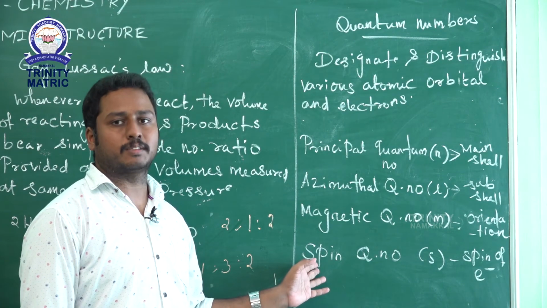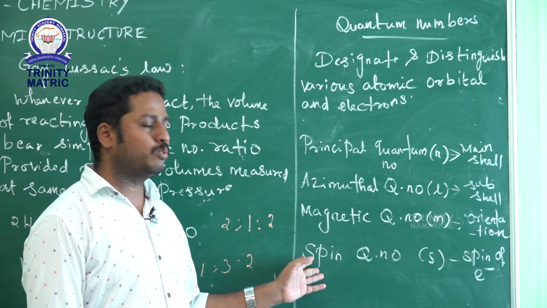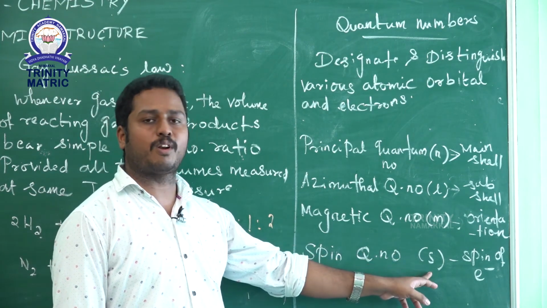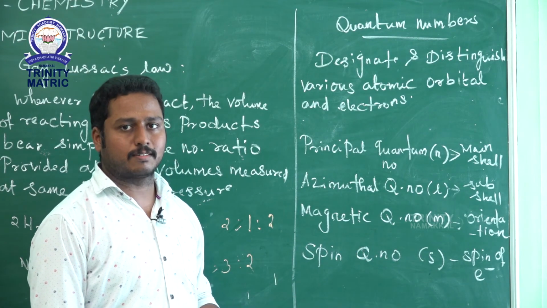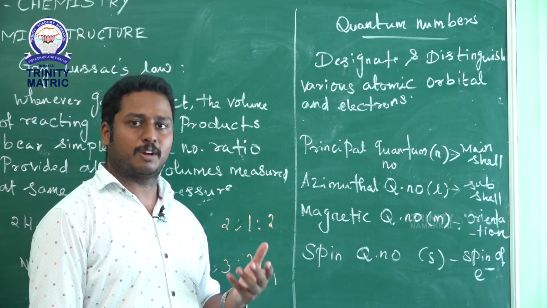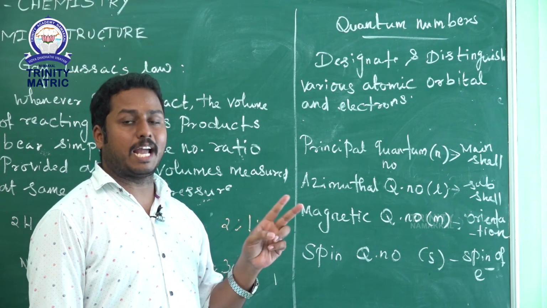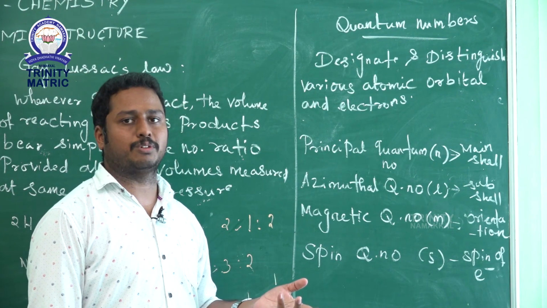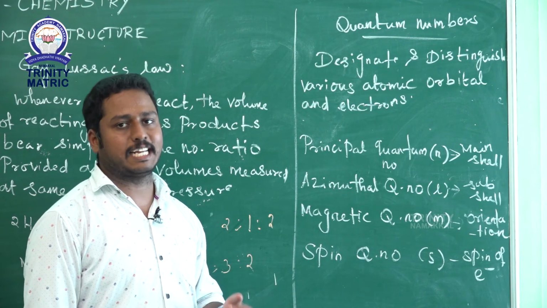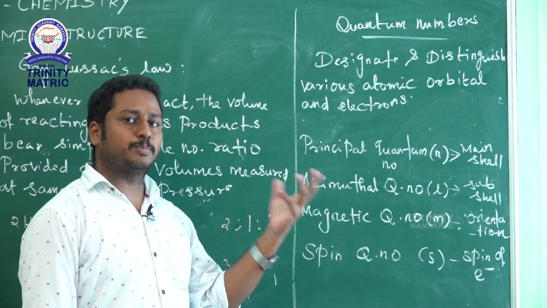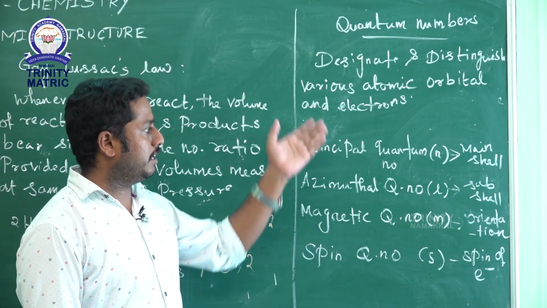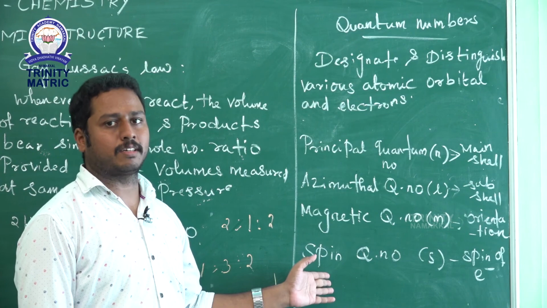The last one is the spin quantum number, labeled with the symbol s. It explains the spin of the electrons. The electron spins, rotating on itself. We have two kinds of spin: one is clockwise rotation and the other is anti-clockwise rotation. So these are the four important quantum numbers.